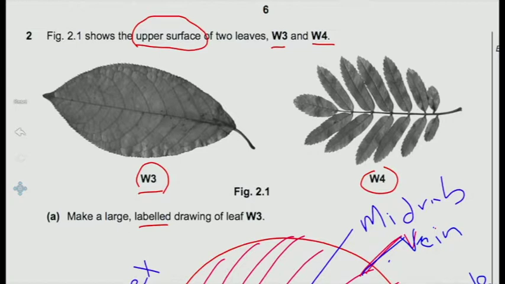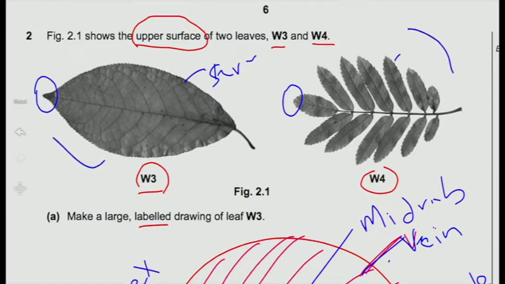Look at the tip, the tip for both leaves. This one is sharp, a sharp tip. This one is more rounded. Serrated here, serrated. Both are serrated. Leaflets here, no leaflets here. With that, let's get to the second part of the question, where we'll be looking at the differences between these two leaves that we've just seen in this question of the alternative to practical paper.